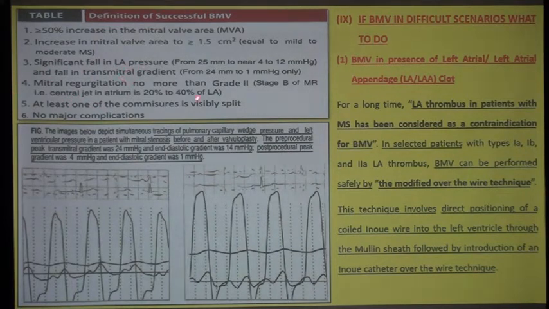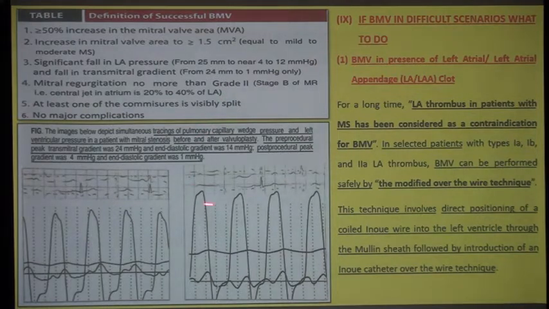Then mild mitral regurgitation, no more than grade second. Mitral regurgitation no more than grade second means stage B of mitral regurgitation, that is central jet in atrium is 20% to 40% of the left atria. So if it happens, then it is a successful valvulotomy. Then at least one of the commissures is visibly split, this is successful. No major complication, this is successful balloon mitral valvuloplasty.